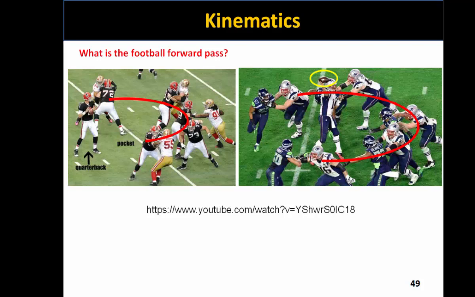For those of you that have an interest in the history of the football forward pass, although this is not required viewing, I encourage you to click and connect to this YouTube video. It's a 1-hour documentary, a very interesting one, I think, on the history of the forward pass.